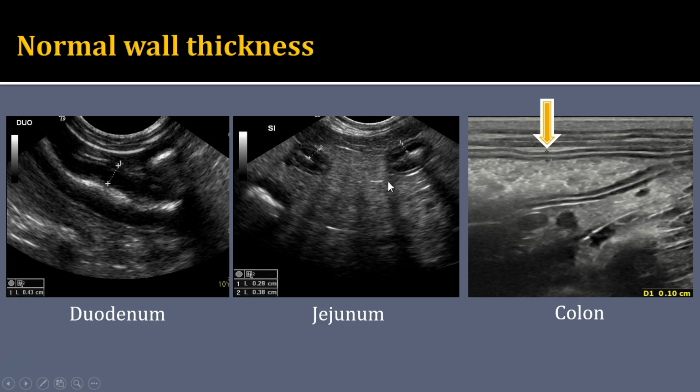These are transverse images of the jejunum, two different segments. One measures 2.8 millimeters, one measures 3.8 millimeters. This is a medium size dog, so this is okay. And then this is a longitudinal view of the colon. Again, measuring in longitudinal, transverse would be better, and you can see that that's only 1 millimeter, so quite thin.